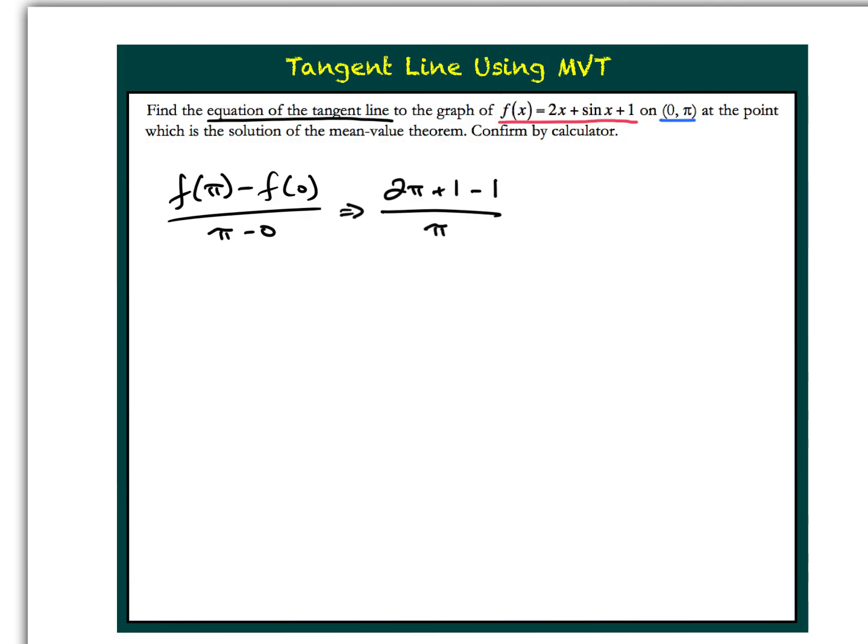Guess what happens to my 1s? They cancel. Guess what happens to my pi's? They cancel. So I'm left with my algebra slope equaling 2. Awesome. So my algebra slope's equal to 2. What do I need to do now? Find my what? Calculus slope. How do we do that?